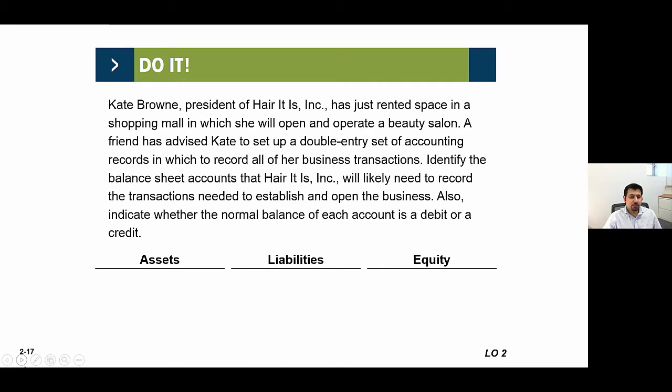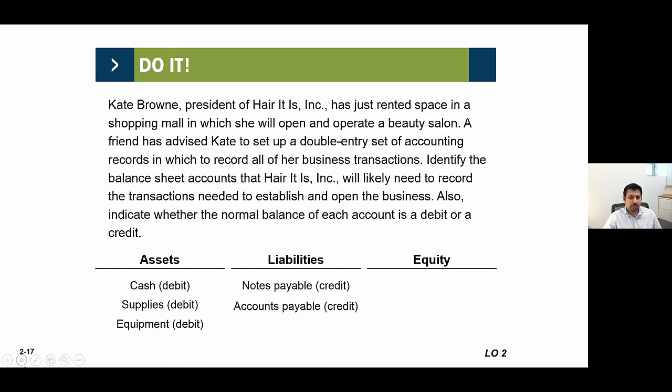So we'll start with assets, for example. The first one that comes to mind, of course, is cash, and cash is a debit account. The other one would be, for example, as a hair salon, Kate would need supplies as well as equipment. Those are all asset accounts, and they are debit accounts. When we talk about liabilities, Kate might need, for example, to take a loan or to buy supplies on account. So that would be notes payable or accounts payable. Both accounts are credits.